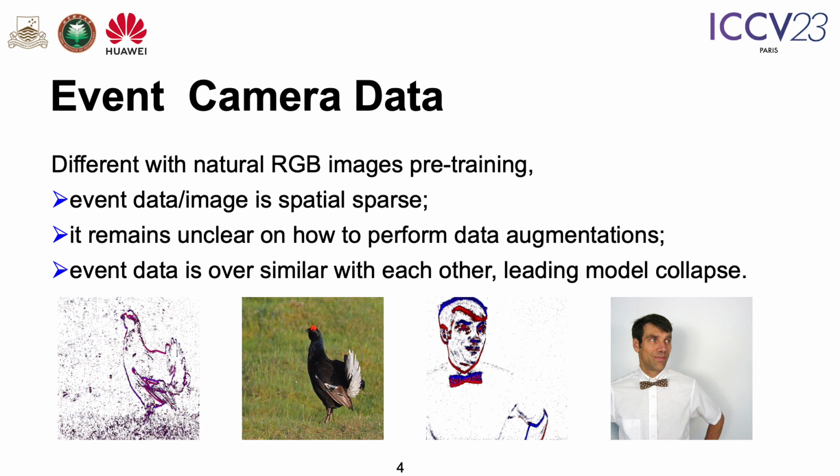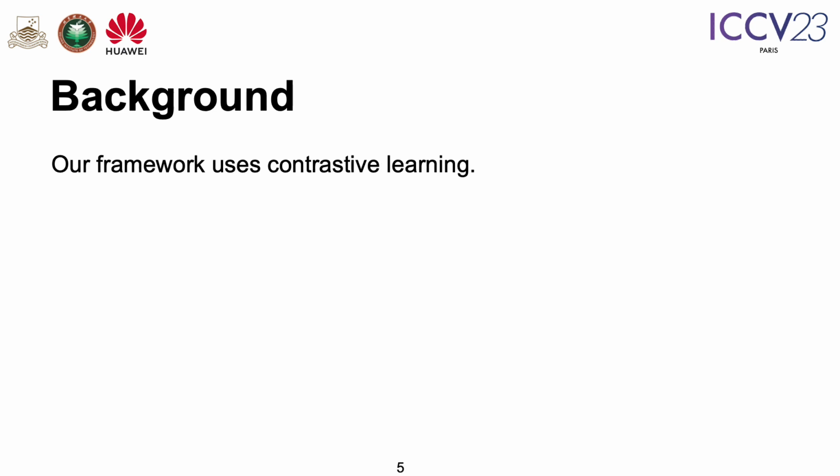There are three key challenges when compared with natural RGB image pre-training. The event data only records scene changes and is spatially sparse. And for network training, it remains unclear how to perform data augmentations for event data pre-training. Again, because of the spatial sparsity, we find that simply performing contrastive learning in the event embedding space leads to model collapse, producing over-similar embeddings.